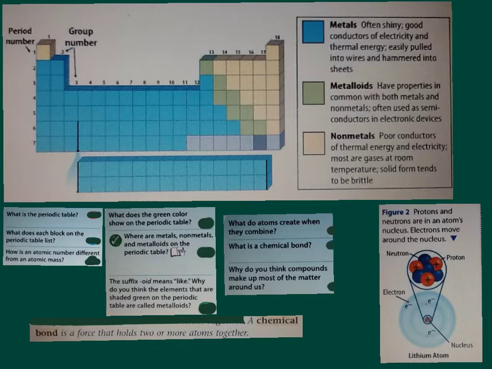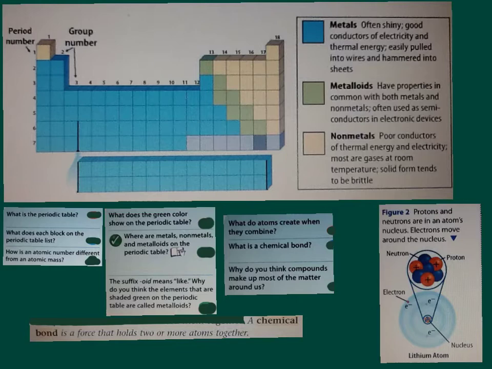Each block on the periodic table includes basic properties of each element, such as the element's state of matter at room temperature and its atomic number. The atomic number is the number of protons in each atom of the element. Each block also lists an element's atomic mass, or the average mass of all the different isotopes of that element. Periods and groups. You can learn about some properties of an element from its position on the periodic table.